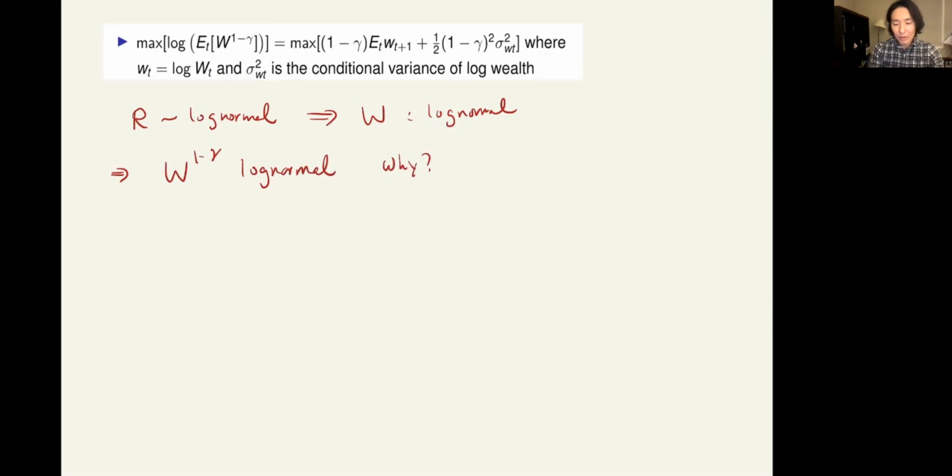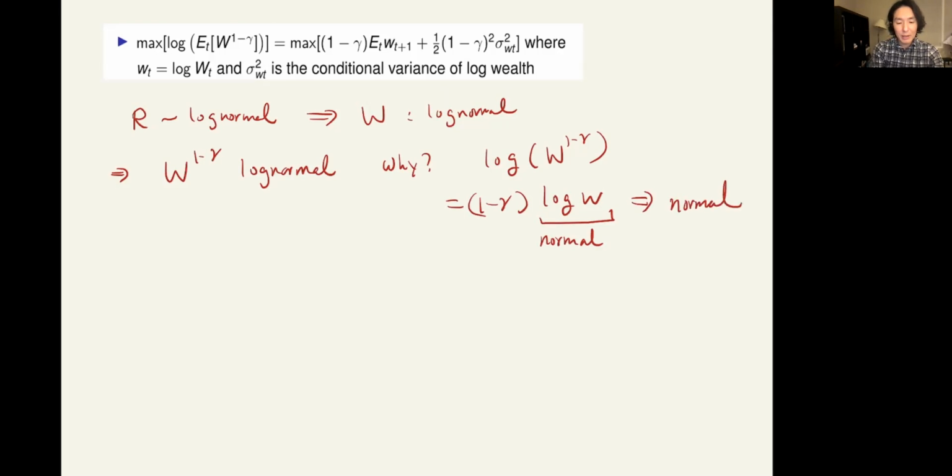Why? Let's just take the log. Take the log of this thing, and it becomes 1 minus gamma times log of W. And because this is log normal, that is normal. This is normal. Normal random variable. Therefore, normal random variable times the constant is a normal random variable. So this is normal random variable, okay? Therefore, it follows that this is log normal random variable, right?